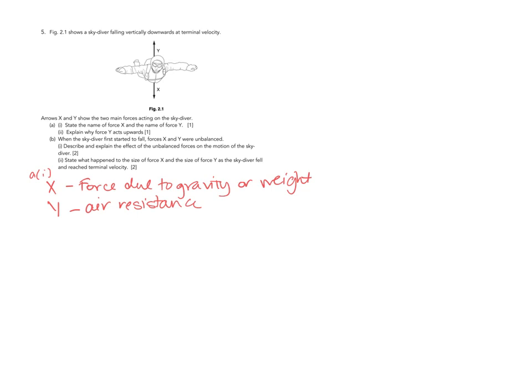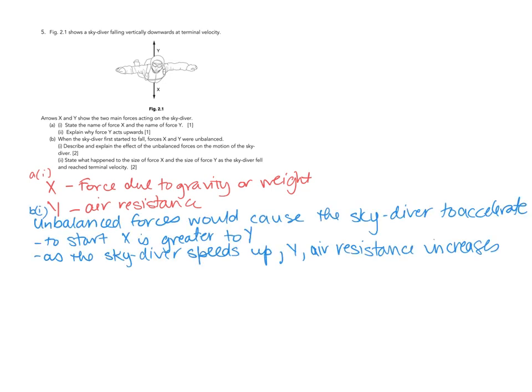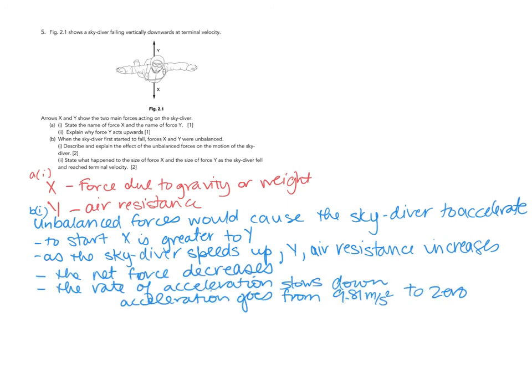Now, part B, when the skydiver first starts to fall, X and Y were unbalanced. Okay? And it says describe and explain the effect of the unbalanced forces on the skydiver. So when we start off, the forces are unbalanced, and that means the skydiver is going to accelerate. At the beginning, X, the force due to gravity, is going to be bigger than Y, the air resistance. In fact, if it's not moving yet, you don't have any air resistance. As the skydiver speeds up, though, we know that the air resistance is going to increase. So that means the net force, gravity minus the air resistance, is going to get smaller and smaller.